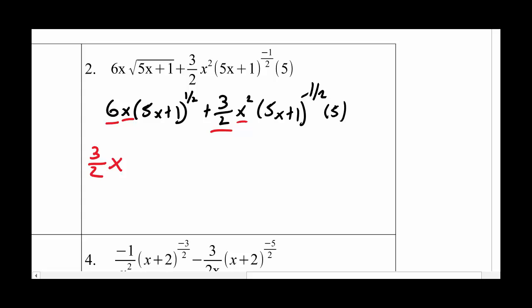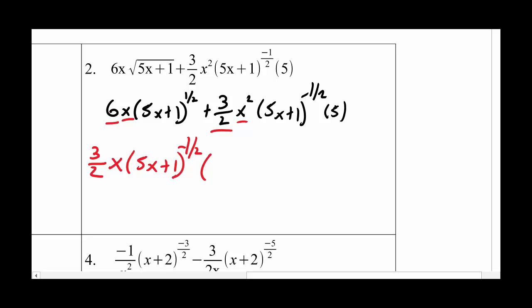I see a 5x plus 1 to the 1/2 and a 5x plus 1 to the negative 1/2, and we know that we can take out the smallest exponent of a negative 1/2 from that one. And let's see what's left. And then the 5, can't do anything with the 5 for right now.